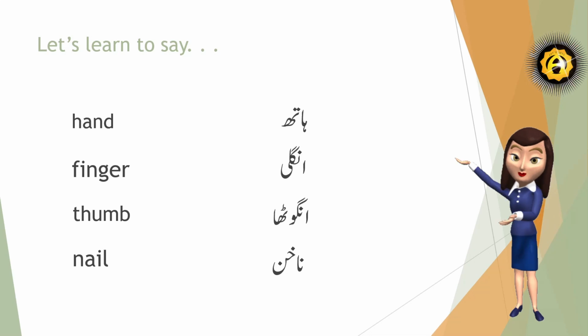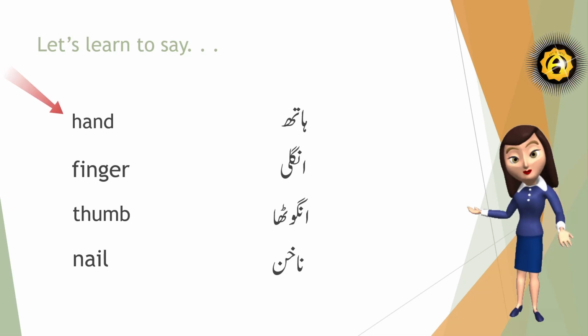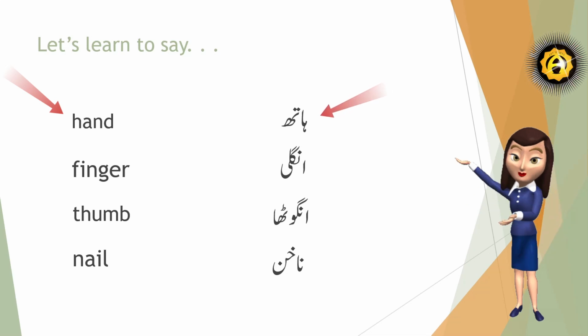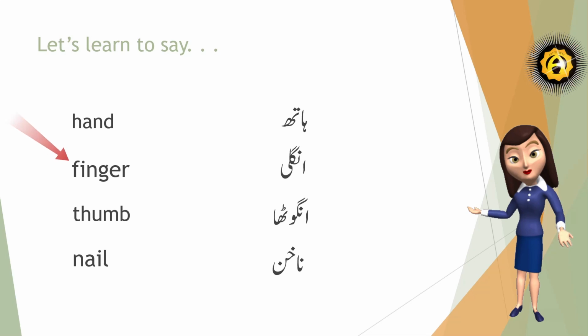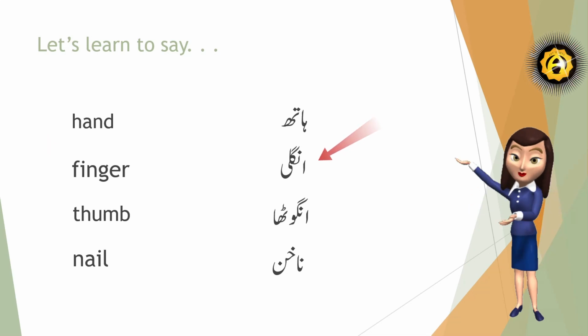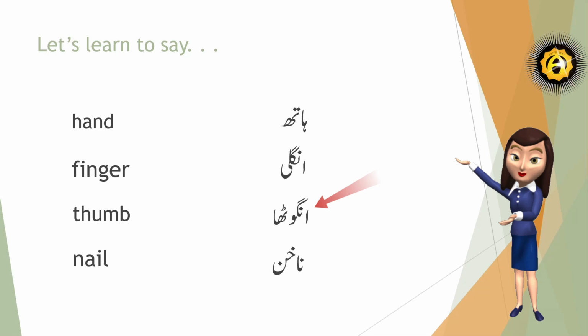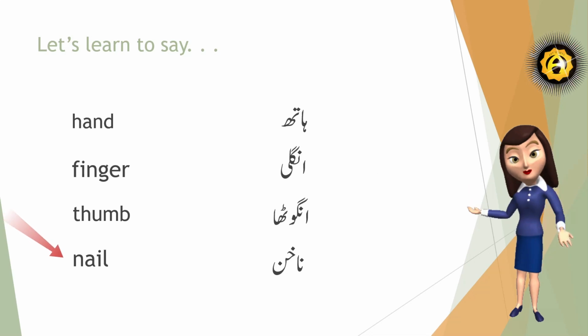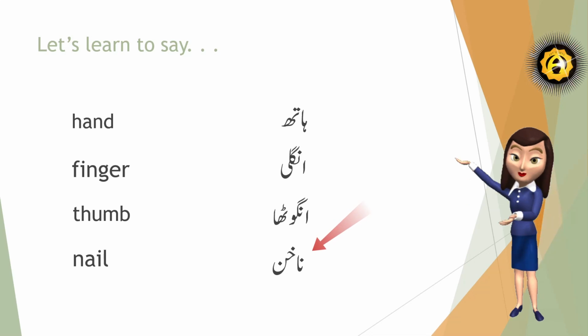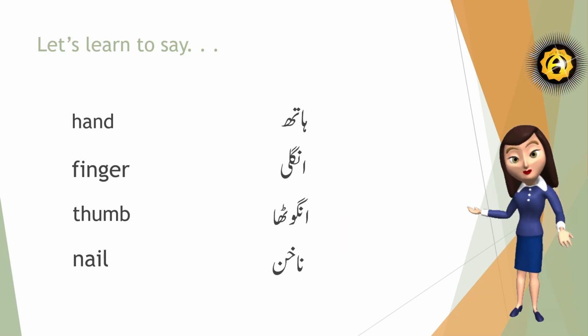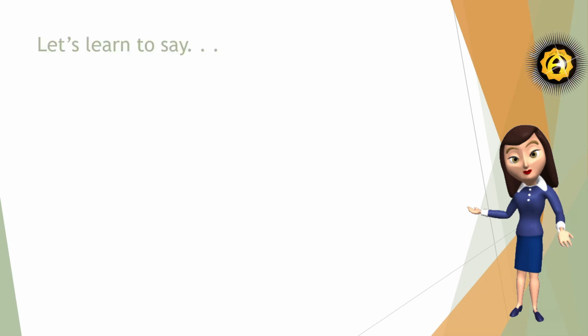Let's repeat all of these words one more time. In English we say hand and in Urdu haath. In English we say finger and in Urdu ungli. Then in English we say thumb and in Urdu angutha. Then in English we say nail, the fingernail we are talking about here, and in Urdu it is nakhun. Repeat and revise, okay? Alright, now let's learn some more words.